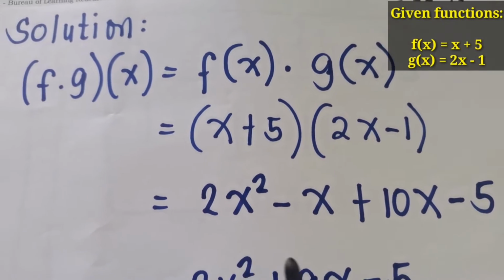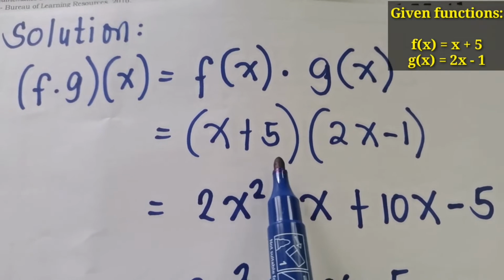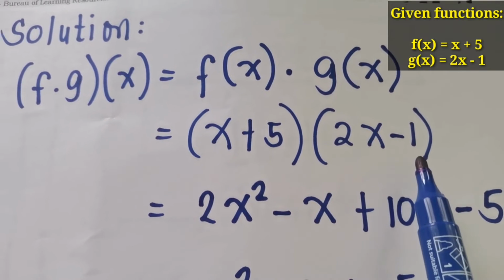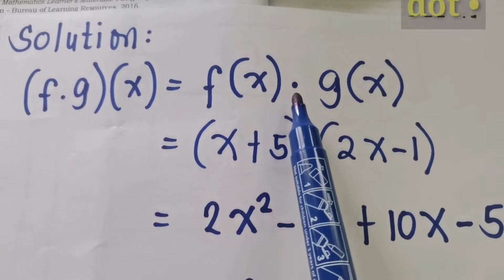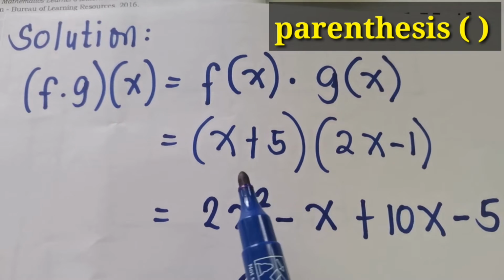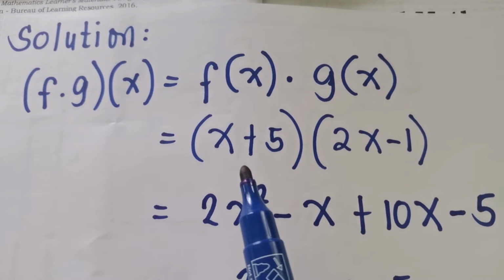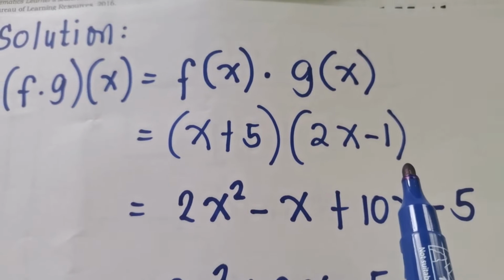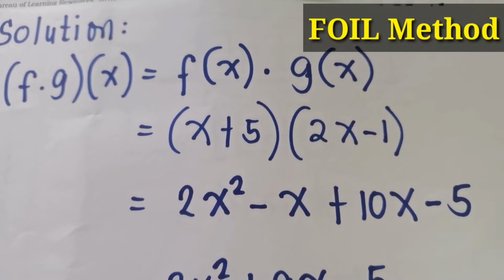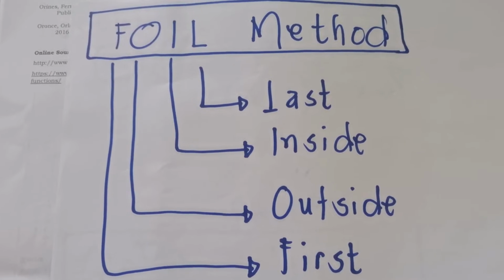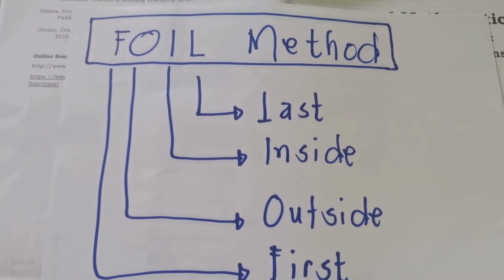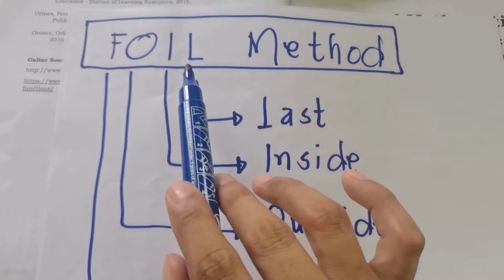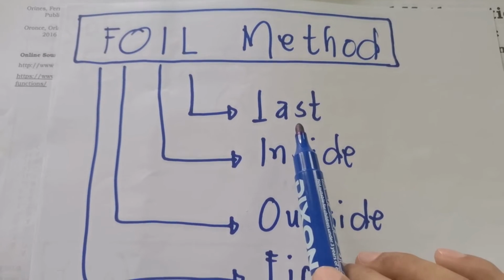Our f of x is x plus 5, and our g of x is 2x minus 1. Take note, we can use a dot in multiplication or we can use parentheses. That is still multiplication. Now we will multiply x plus 5 and 2x minus 1. We will use the FOIL method. Let us review what the FOIL method is. F stands for first, O stands for outside, I stands for inside, and L stands for last.